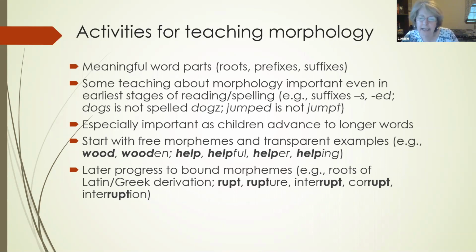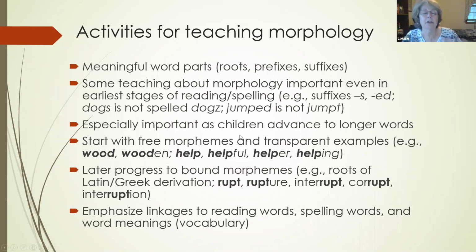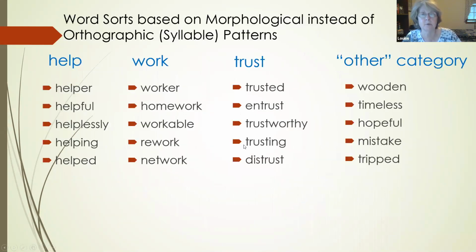What's most useful here, in my opinion, is that morphology gives a helpful hint as to the meaning of a word like interrupt. But if the child really had no experience with that word, they wouldn't necessarily be able to figure out its meaning. So it's most useful when children have had some exposure to these words, and then the teacher can highlight the shared root and how it relates. Interrupt is like breaking into a conversation, for instance. So you're again emphasizing linkages to reading words, spelling words, and word meanings or vocabulary.